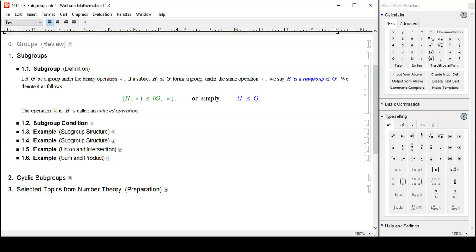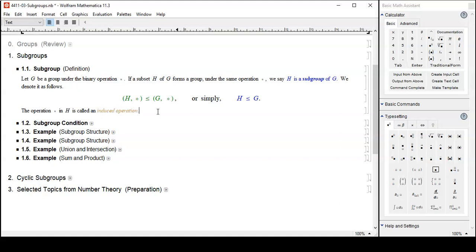This operation star, restricted in H, is often called an induced operation. But this term is rather vague and ambiguous. It can be confusing because we use the same term, induced operation, in various situations. Whenever an operation was induced from another, we use the same term, induced operation. In this particular case, the operation in H came from a superset G, so from superset to subset. That's how this operation was induced.